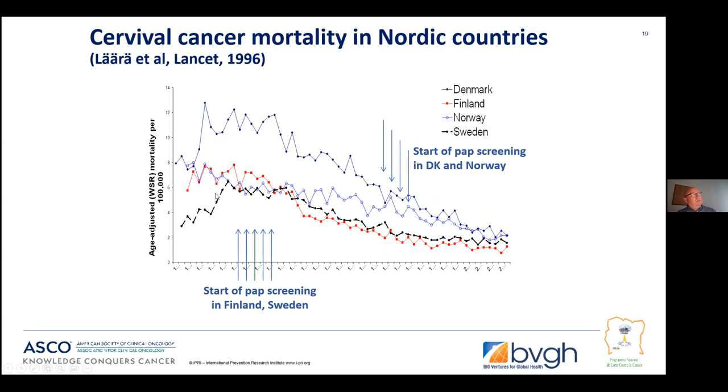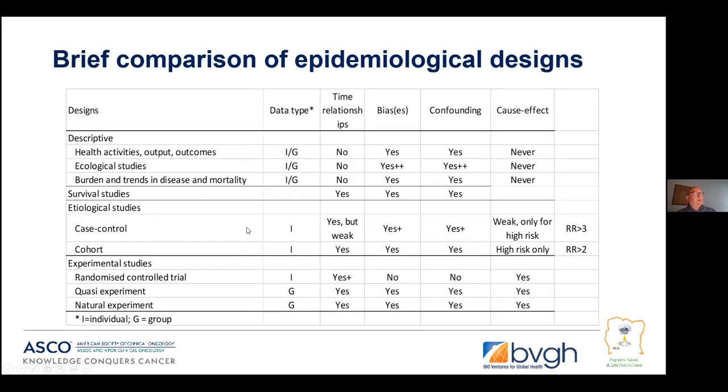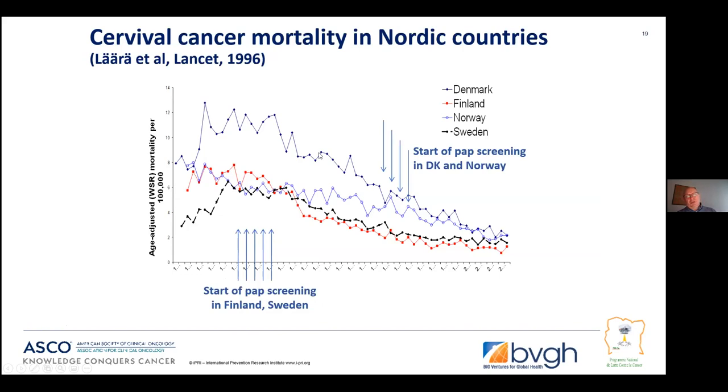What happened is that the mortality from cervical cancer dropped very quickly in those countries that had launched screening in the 60s. Then later, the two other countries started screening themselves, which also encouraged a decrease in the mortality from cervical cancer. You see here, for instance, Finland, these three countries, it's quite clear that where screening has been more widespread, the mortality has decreased much more.